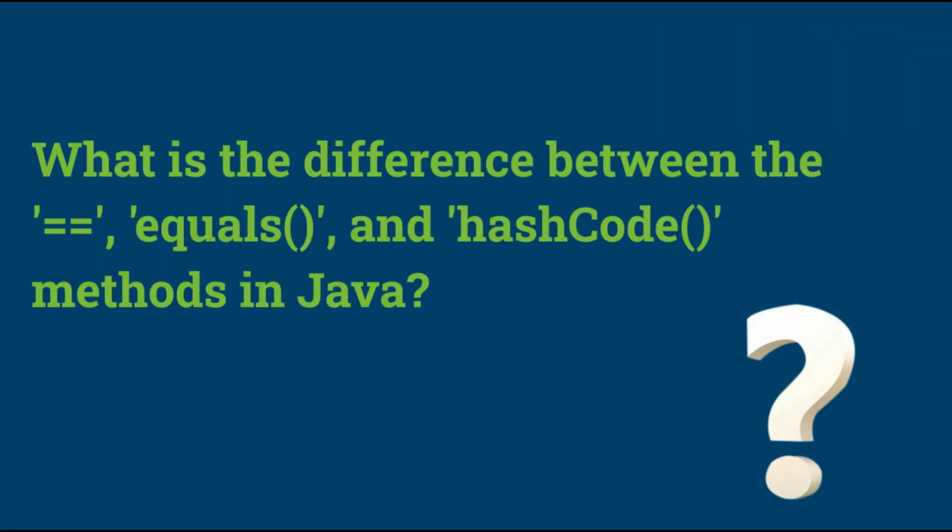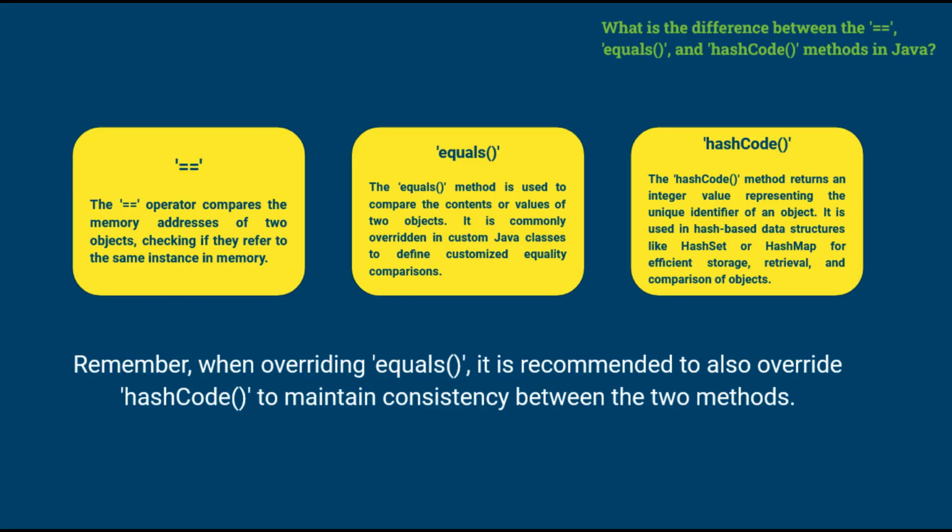Next question, what is the difference between the equals operator, equals, and hashcode methods in Java? The equals operator compares the memory addresses of two objects, checking if they refer to the same instance in memory. The equals method is used to compare the contents or values of two objects. It is commonly overridden in custom Java classes to define customized equality comparisons.